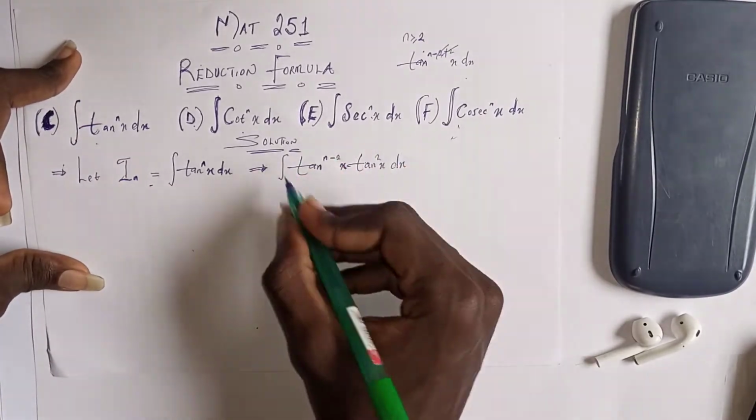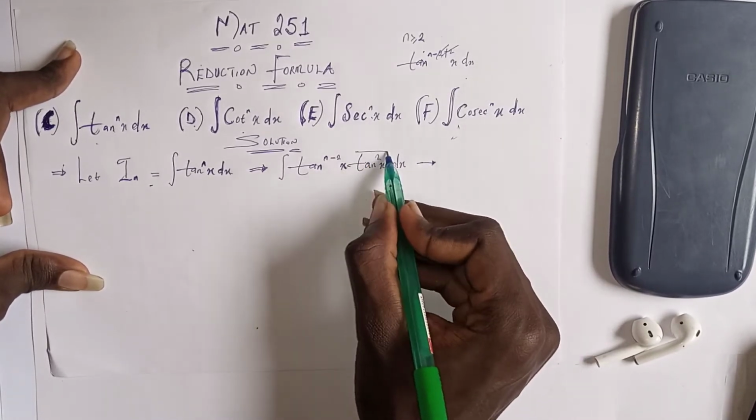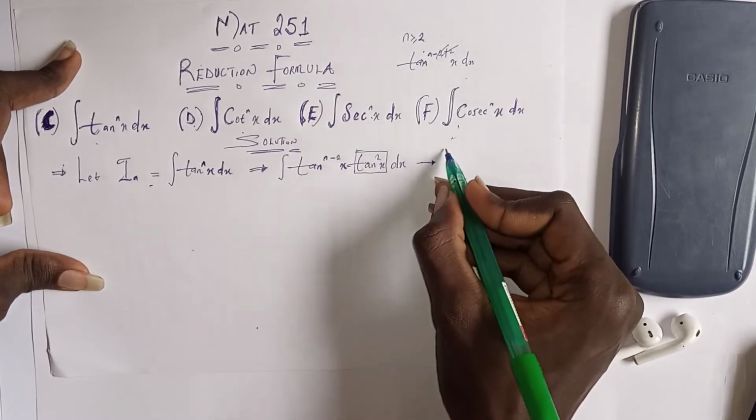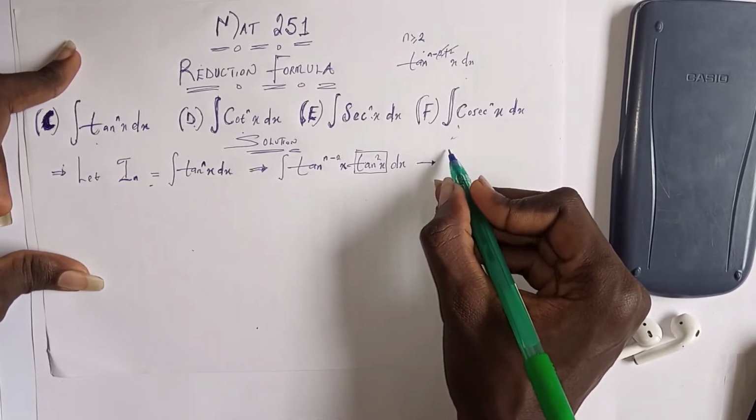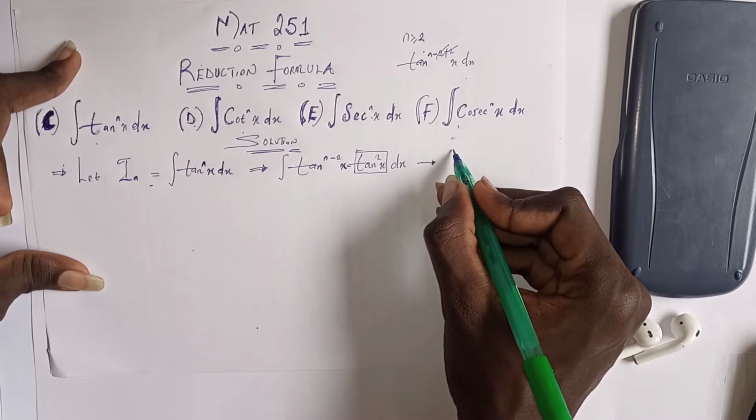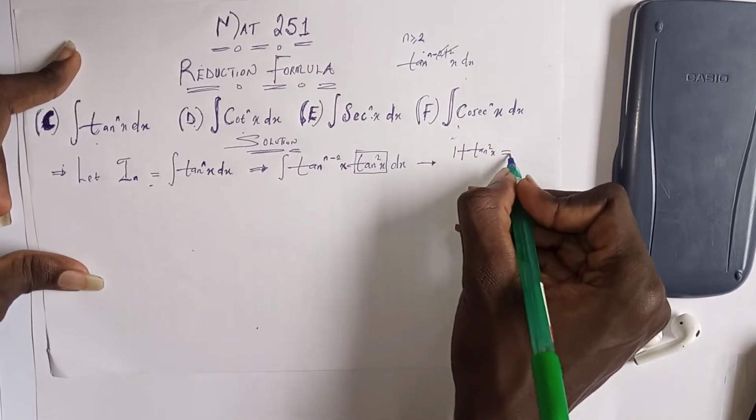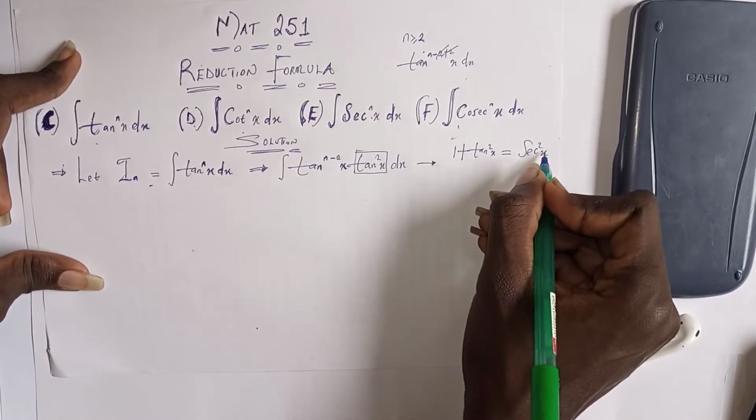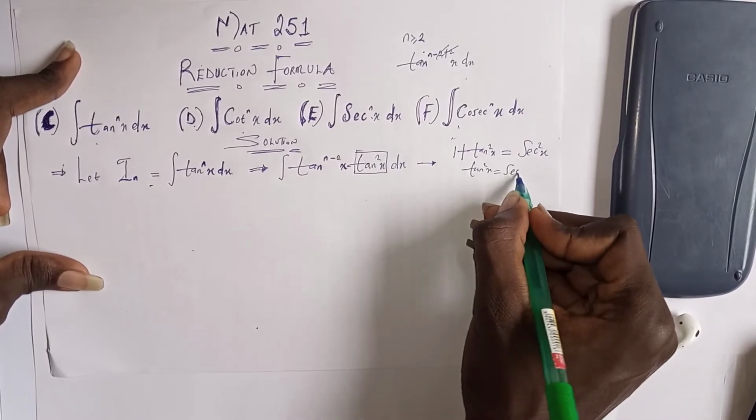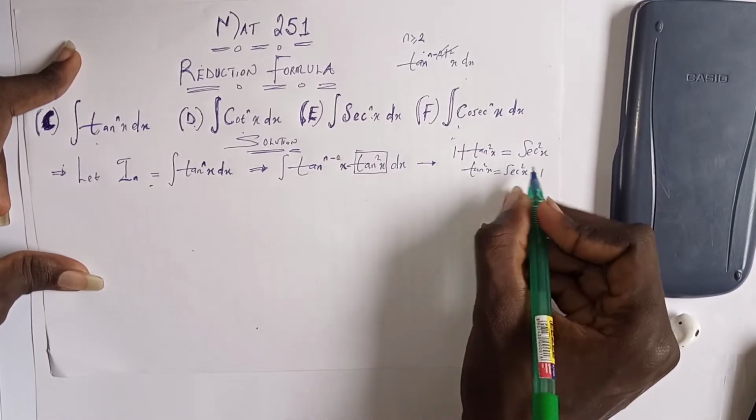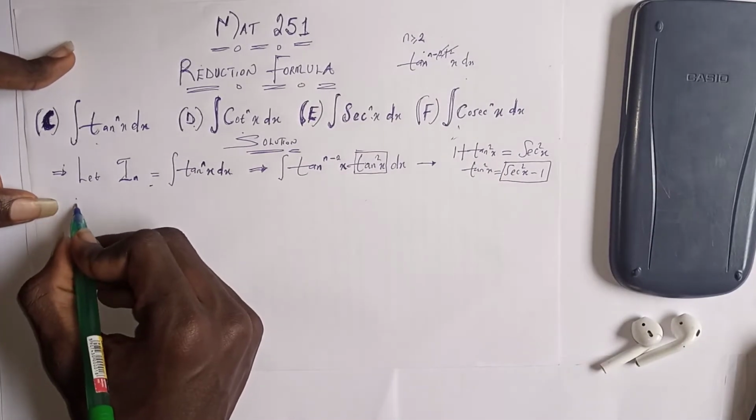And then from here, because I'm saying tan square x directly, that should remind me of the trigonometric identity, which says that 1 plus tan square x equals sec square x. So if I make tan square x the subject of the formula, I will end up having sec square of x minus 1. So I'll substitute this back into the expression I have here.